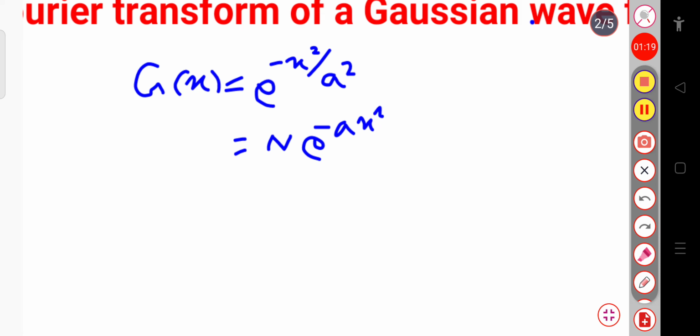Whether this 1 by a square or this a square, this a represents the width of the Gaussian curve. In some books you will find the Gaussian function in this form, or in some books you will find it in this form. So basically we will consider this first form, that is exponential minus x square divided by a square. Here this a is a non-zero constant and it controls the width of the Gaussian curve.